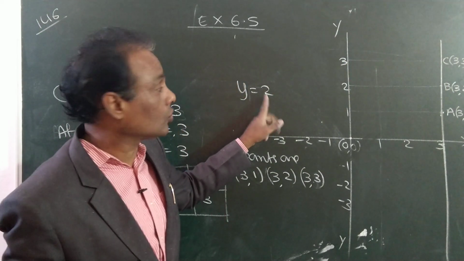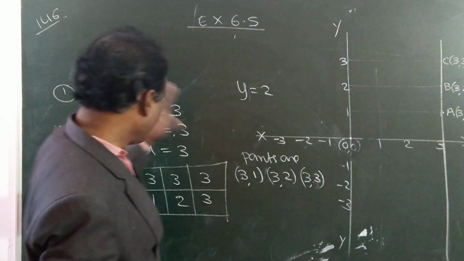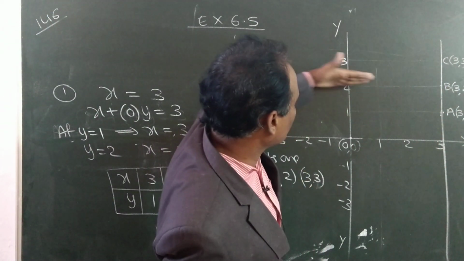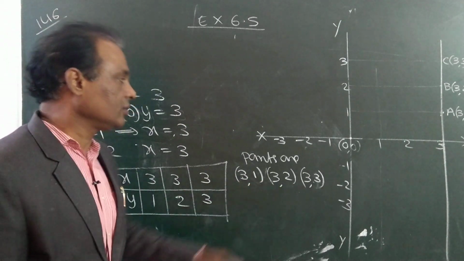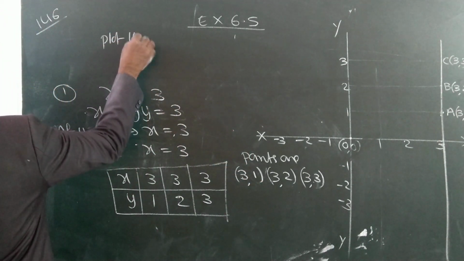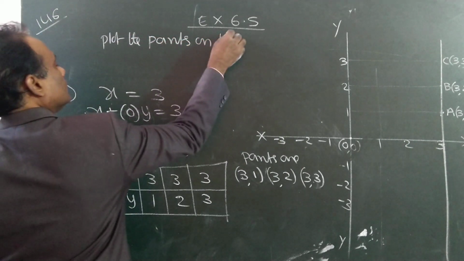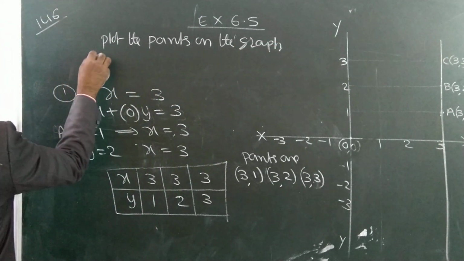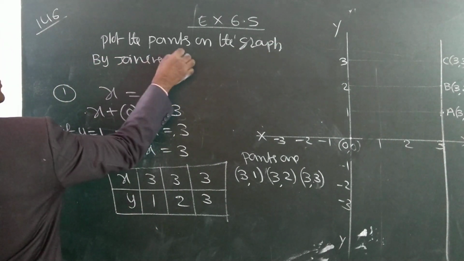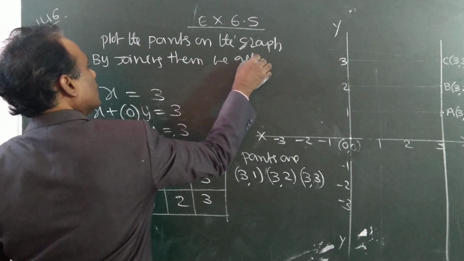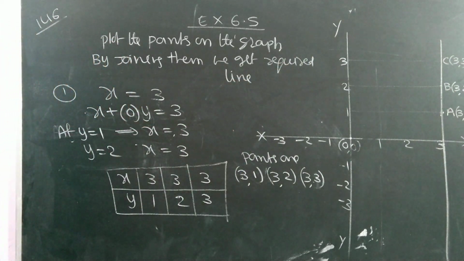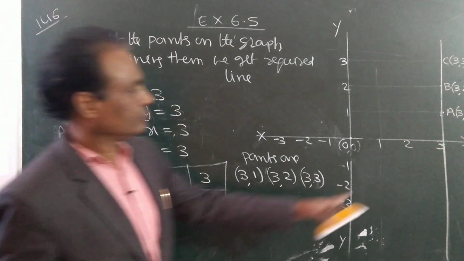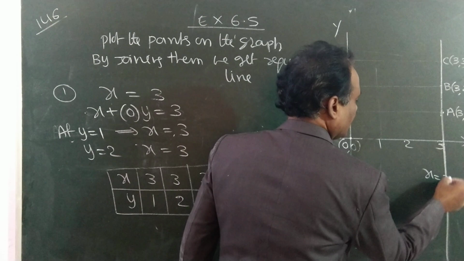Suppose you are asked to draw y is equal to 2, just draw a line. No need of preparing any graph, any table or anything. Just y is equal to 2 will be from 2, draw a line like this. So this is the procedure: write down the points, plot the points on the graph, and by joining them we get the required line. This is our required x is equal to 3 line.